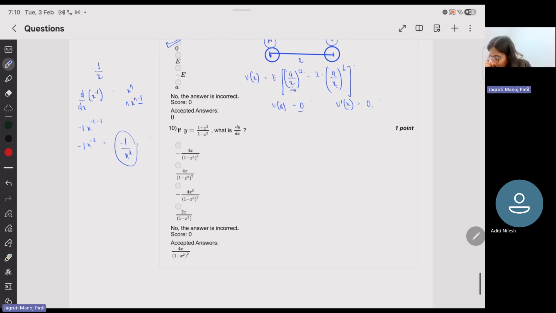Now this one is a bit more involved, you'll have to solve it. There are two ways to solve this function. What you can do is assume y as 1 plus x square by 1 minus x square. There can be two rules to solve it through. You can either use the product rule, or you can use the division rule, or how you call it, the quotient rule.